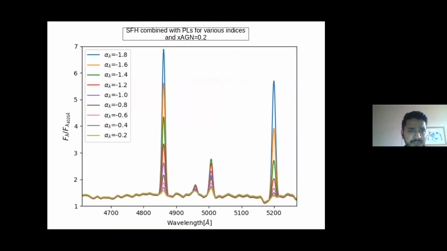It's washed out. And if we zoom into another figure, this is just for a comparative understanding, that the line strengths are dependent on the power law index. For a low value of the power law index, in this case alpha lambda, which is alpha nu plus 2 with a minus sign, it goes from top to bottom as minus 0.2, minus 0.4, and so on. We see that for low values, it is a steep radiation field and it leads to very strong emission lines.